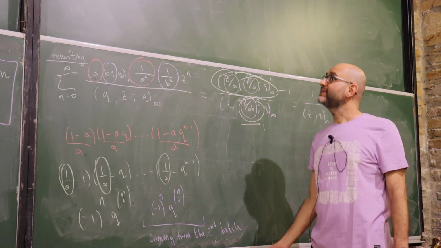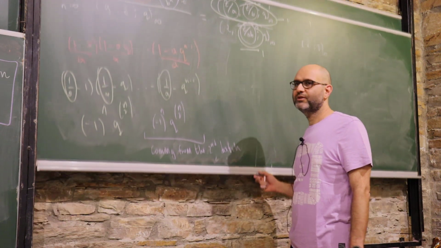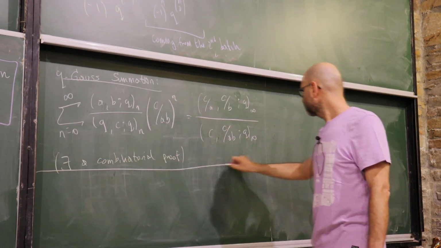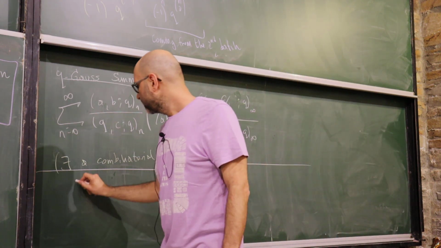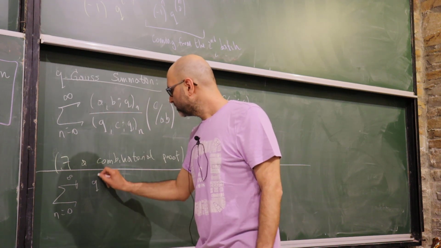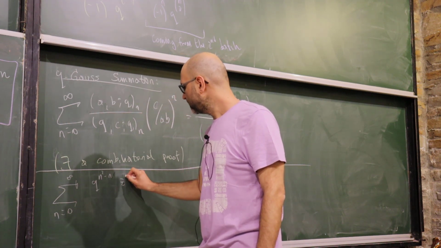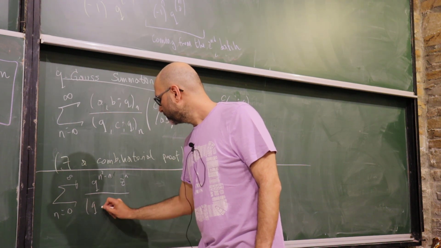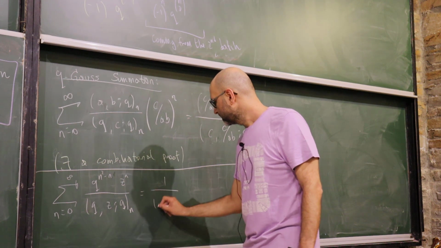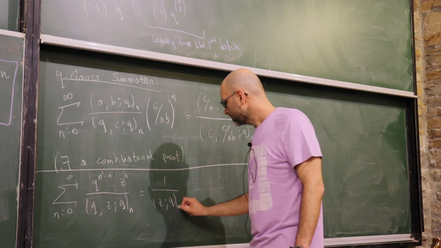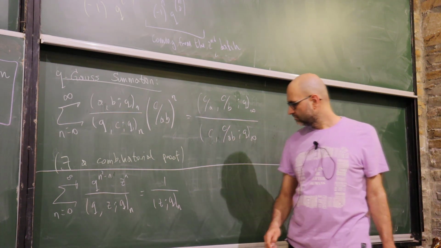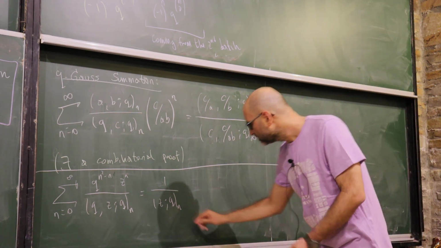This identity is a named identity as well. But I don't remember the name. Do you? Therefore, we have n running from 0 to infinity, q to n squared minus n, z to n, divided by q, z, q sub n equals 1 over z, q sub n. If you plug in z, yes? Oh yes, infinity, you're right.